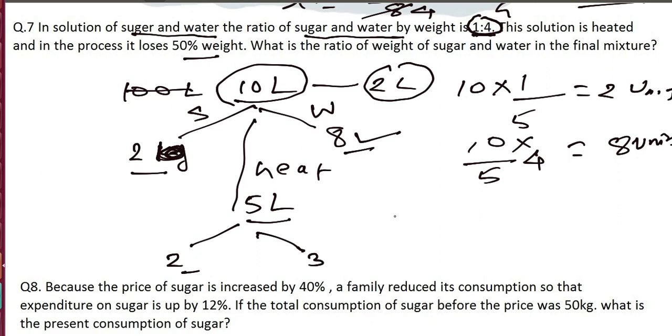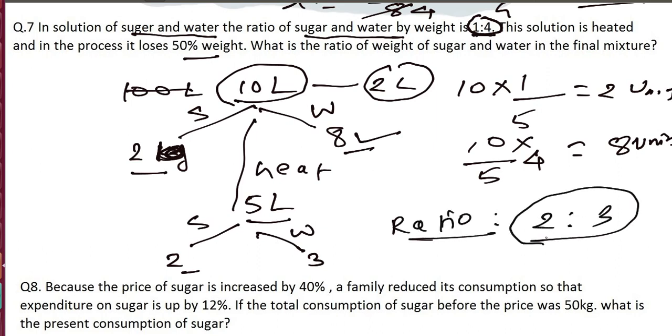Now we are asked in the new solution, what is the ratio of weight of sugar and water? Right. So the ratio is, this is sugar and this is water. So the ratio is 2:3. So this is the ratio, 2 sugar and 3 water in the final mixture. The ratio is 2:3.